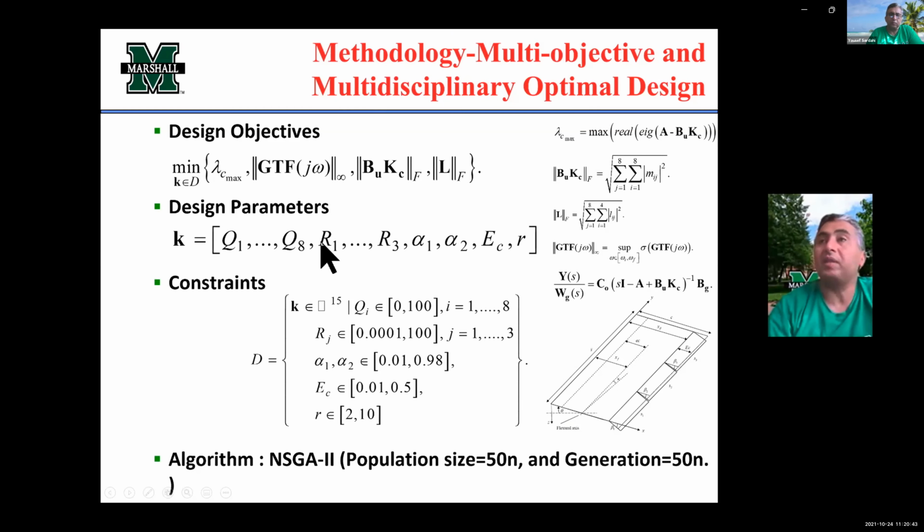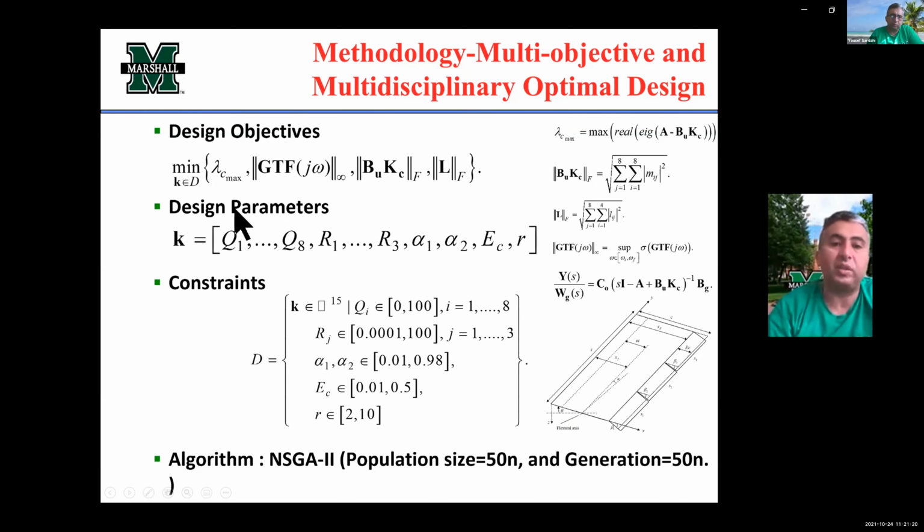The design parameters: it's a multidisciplinary design, so it includes the control design parameters Q1 to Q8 and R1 to R3, in addition to the small r, which describes how fast the estimator is with respect to the closed loop dynamics, in addition to some of the structural and aerodynamic parameters of the aircraft wing, such as alpha 1, alpha 2, and EC. Alpha 1 we use to size S1, alpha 2 we use to size S2, and EC tunes the chord length of the control surfaces. So this is a multidisciplinary design.